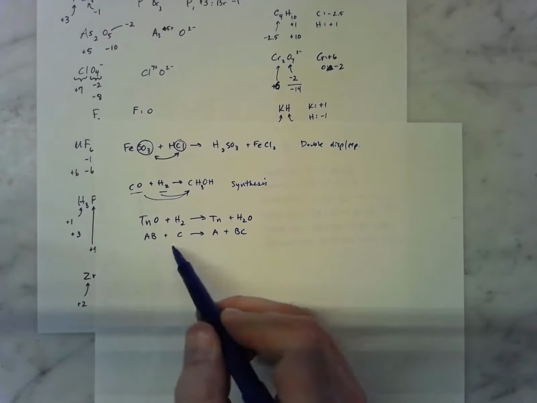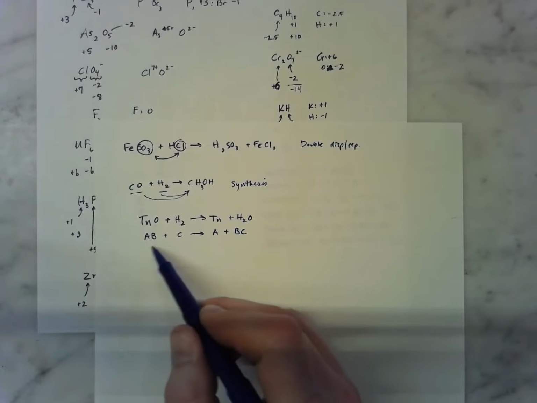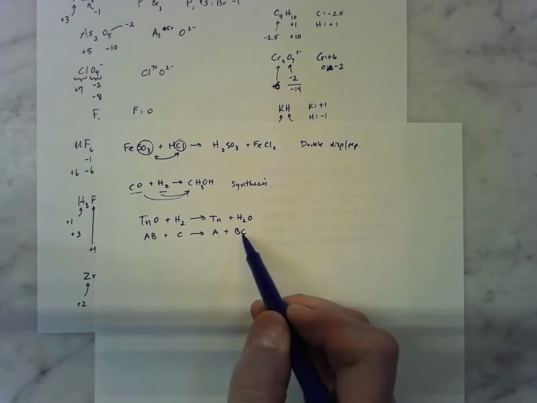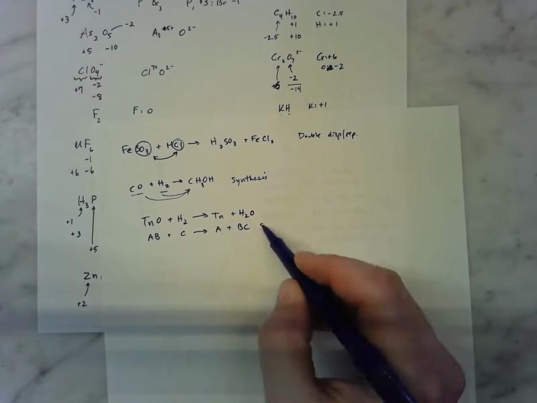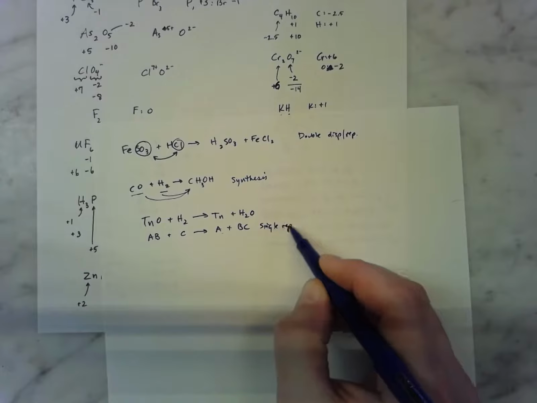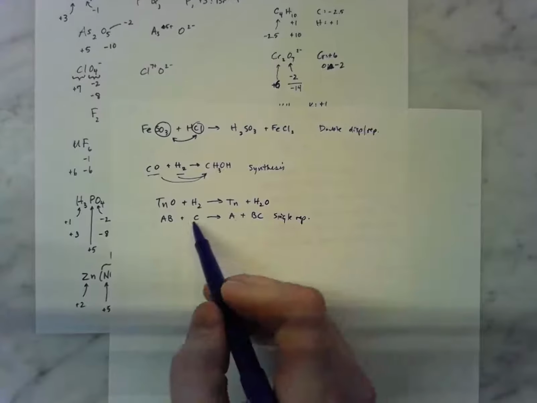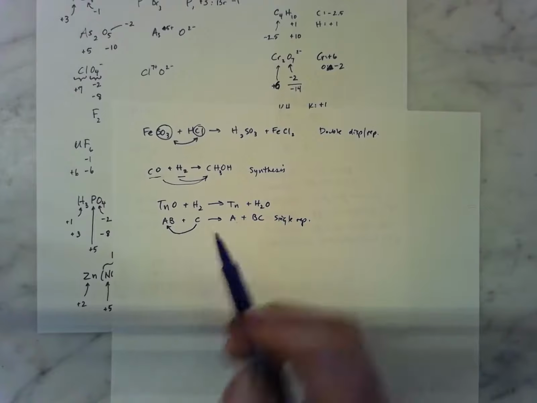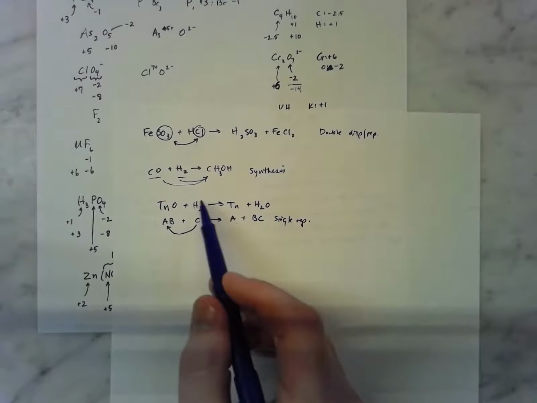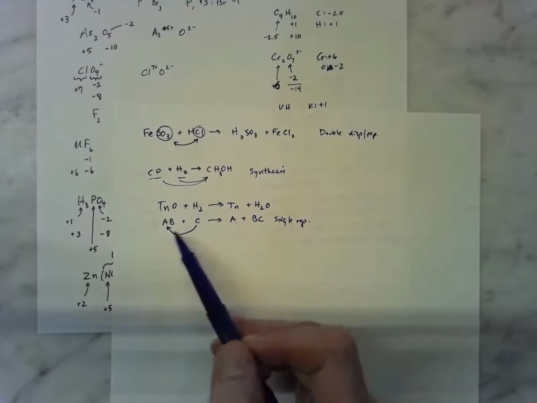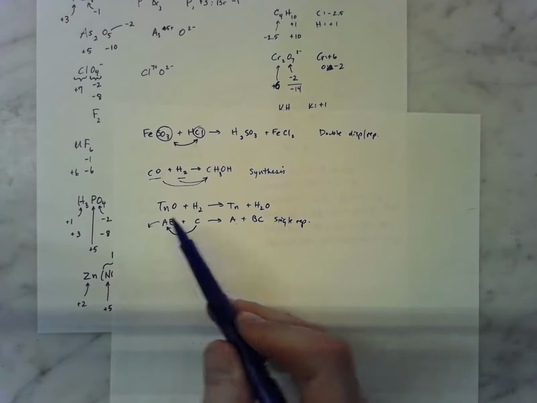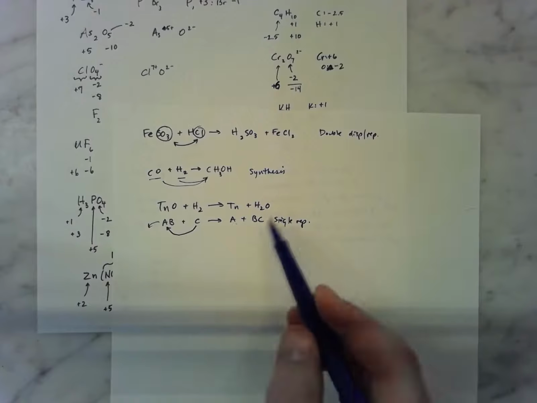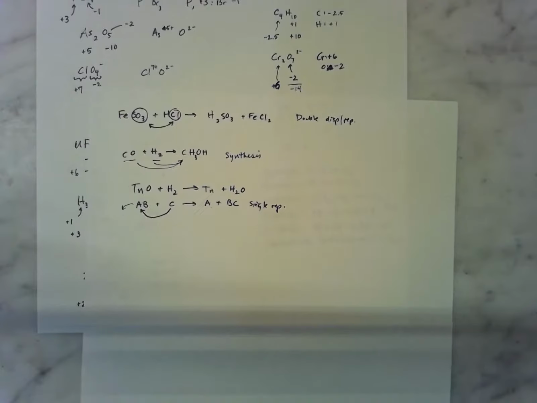You know, if this was going to be a single replacement, this would become AC plus B. Oh no, okay, the C is replacing the A. Sorry. Okay, so this is a single replacement, because that C is coming in and kicking that out of there. That's what was confusing me. That hydrogen's acting like a metal here. So he's replacing the metal, and then the metal goes free. Okay, so that's a single replacement. One thing is being replaced.